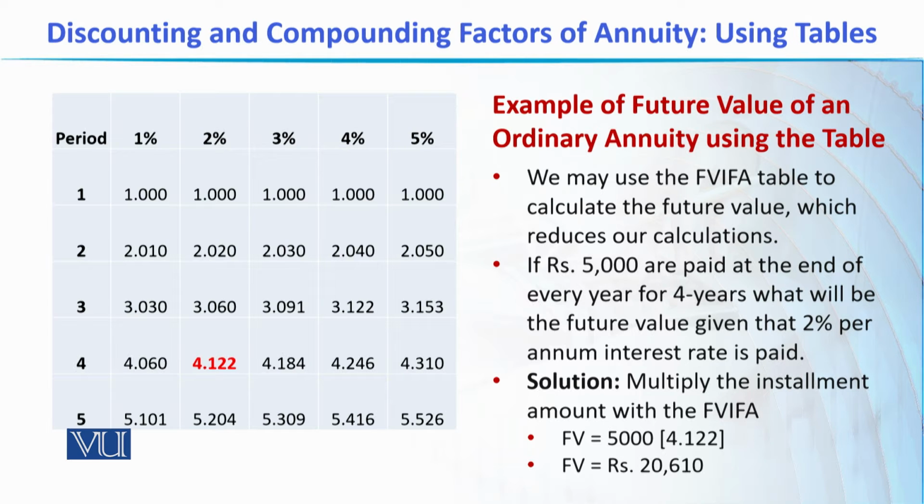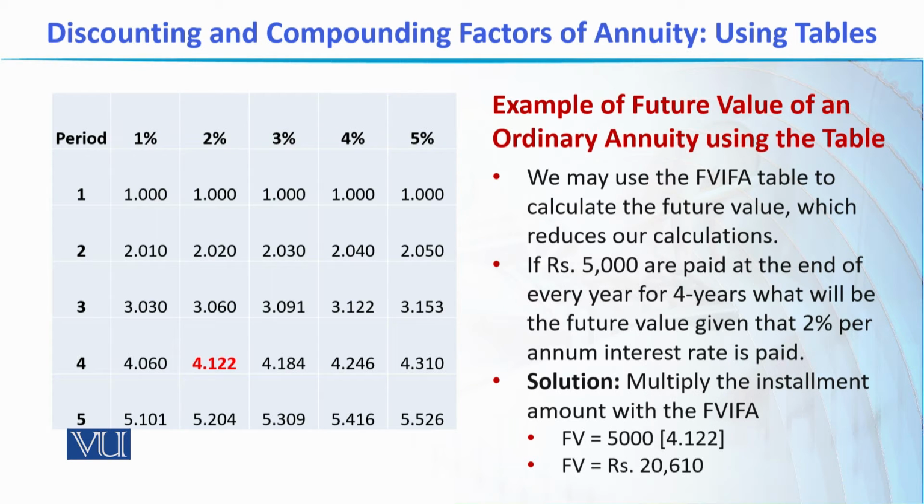What has been done is that these calculated values are put together in the form of a table so that we just pick up the relevant value of the factor and multiply it by the amount to get the future value or the present value. Let's begin with an example of the future value of an ordinary annuity using the table.